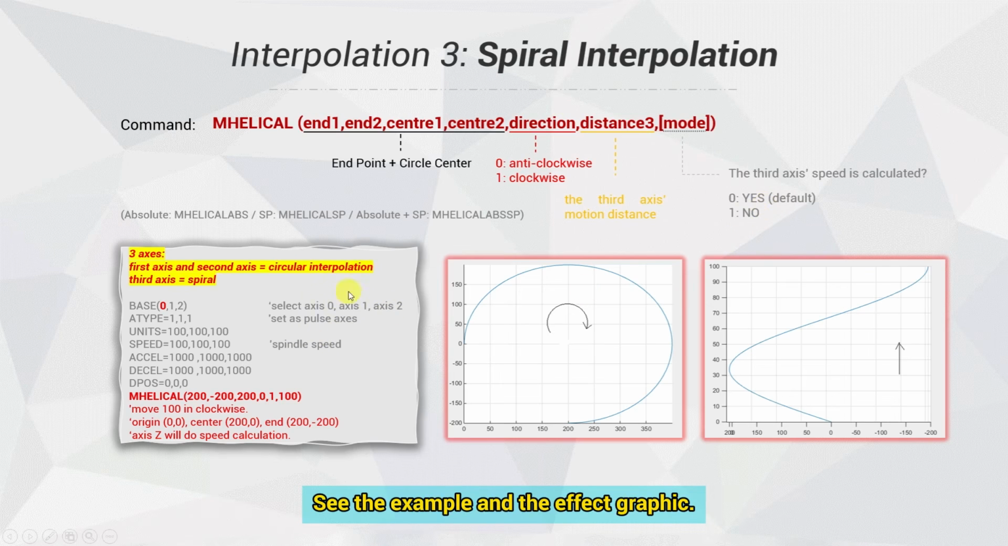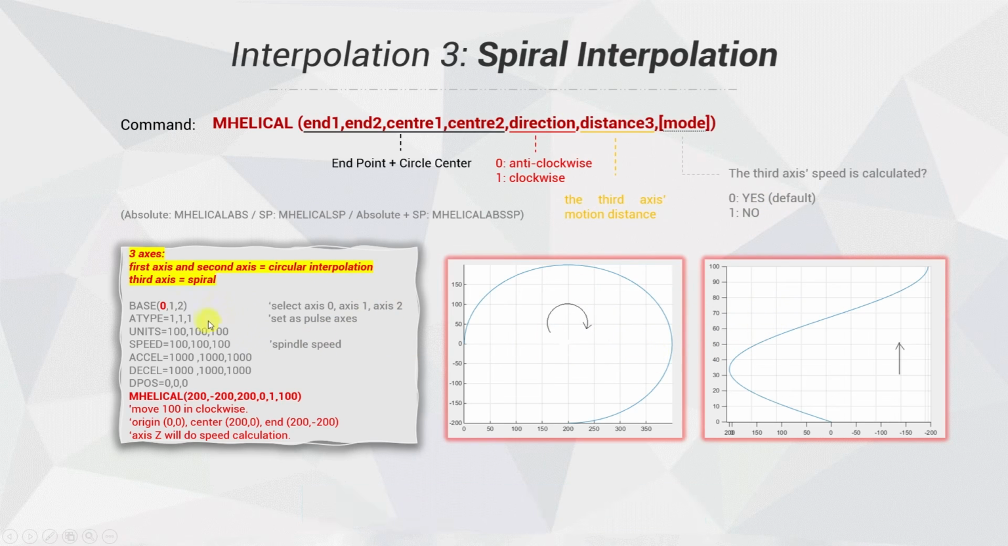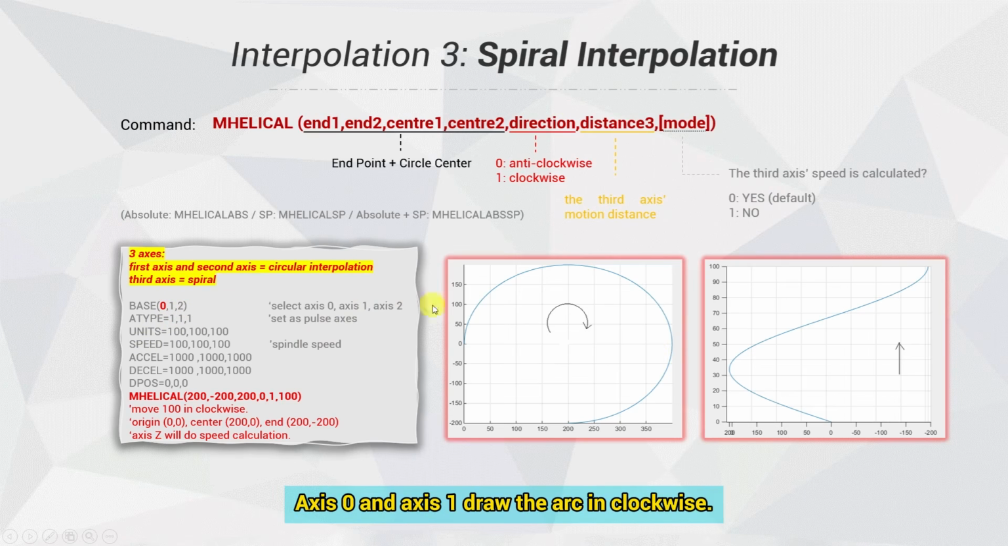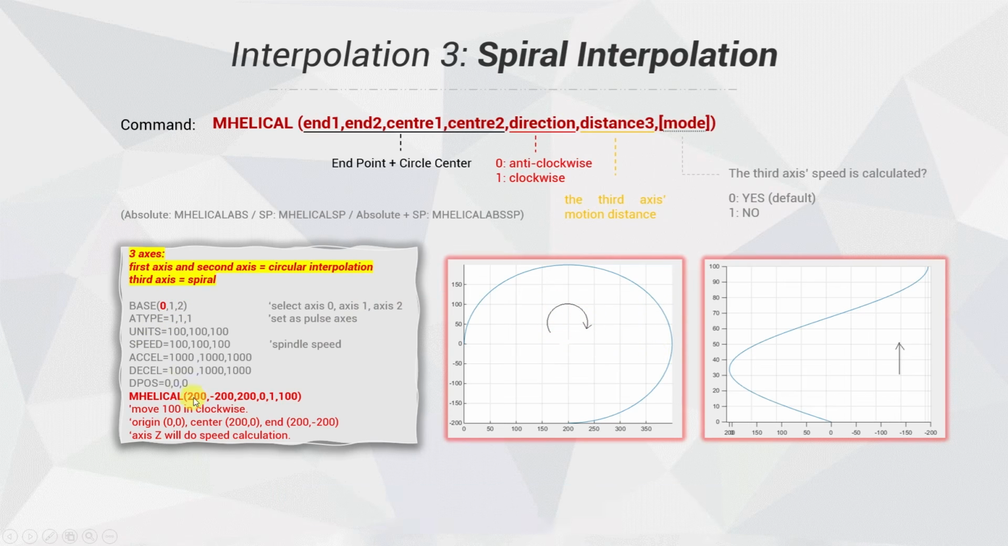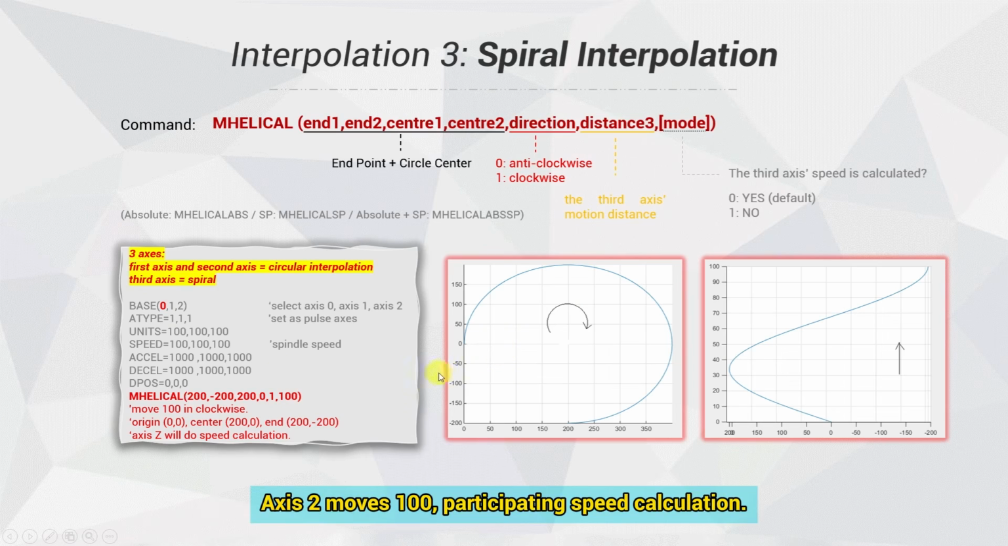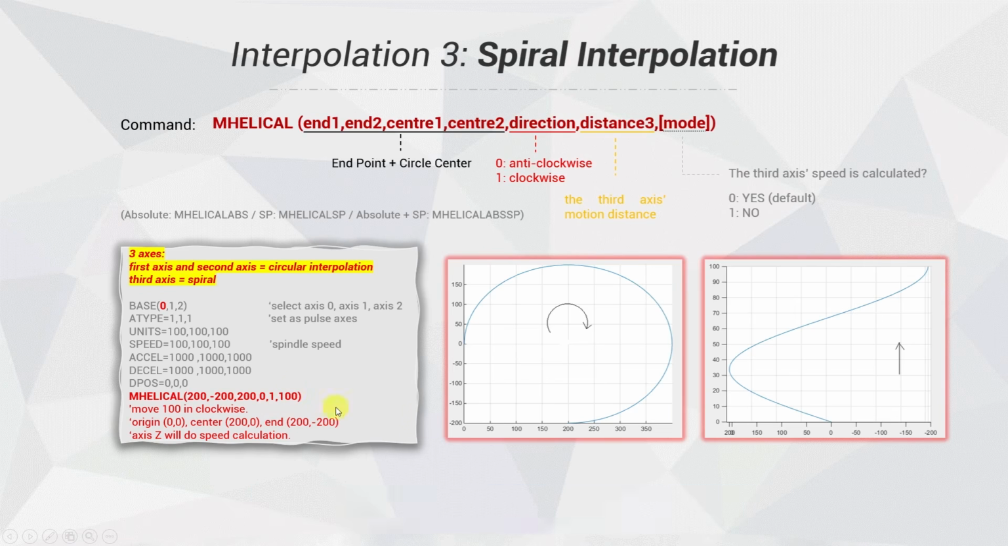See the example and the effect graphic. Axis 0 and axis 1 draw the arc in clockwise, from 0, 0 to 200, 200. Axis 2 moves 100, participating in speed calculation. After that, the trajectory is this. From Z direction, it is one circle.